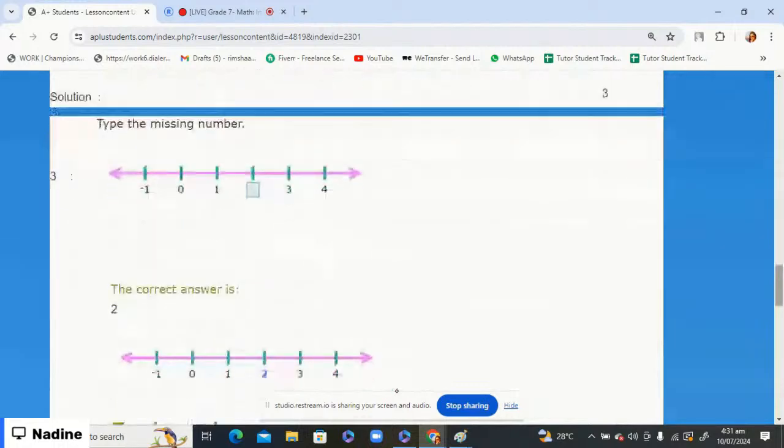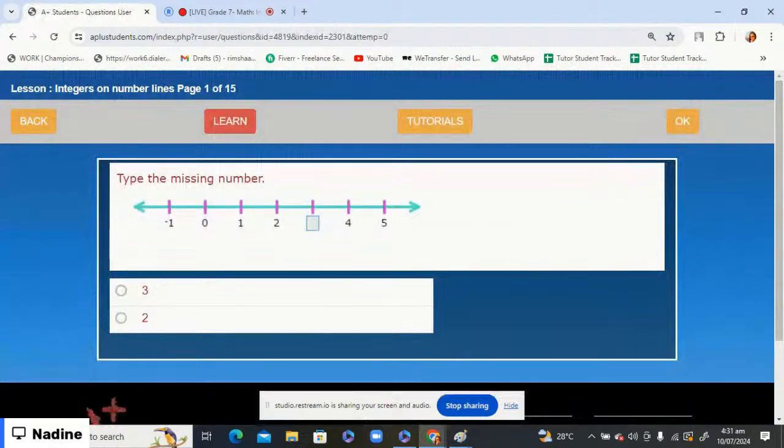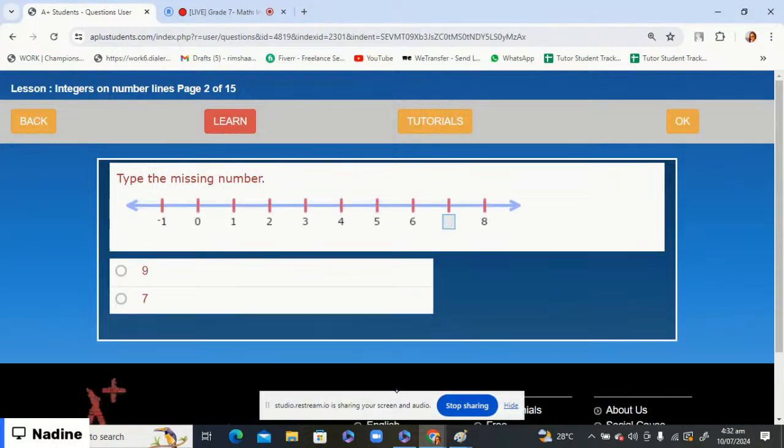Okay, now let's just start the test questions. Look at here, count the numbers. Firstly it's -1, then it's 0, 1, 2, and what is the next? That is 3. Okay, so here we go with this. Type the missing numbers. So it's 0, and on the left side of the zero are negative numbers, and on the right side of the zero are all positive numbers. So when we see which number is missing, check it out, which number is missing.